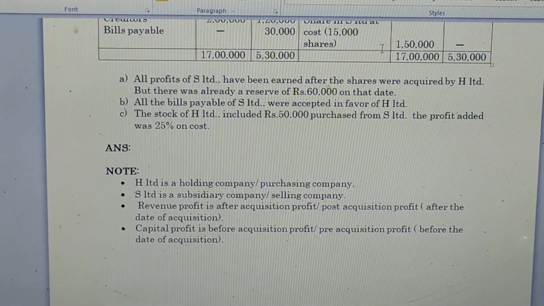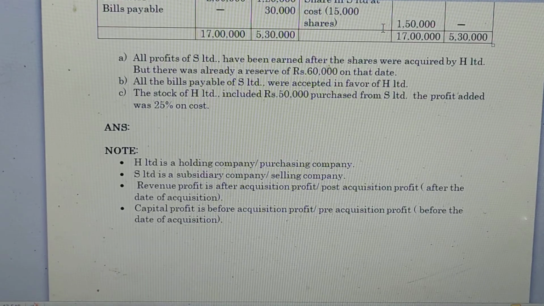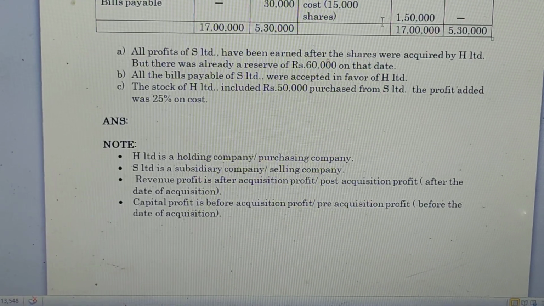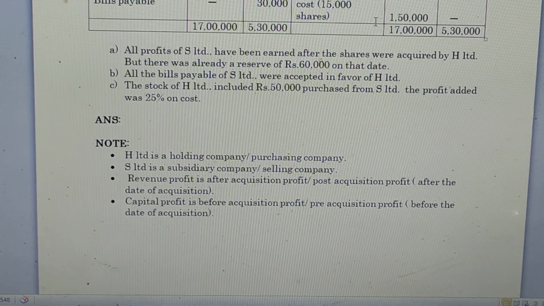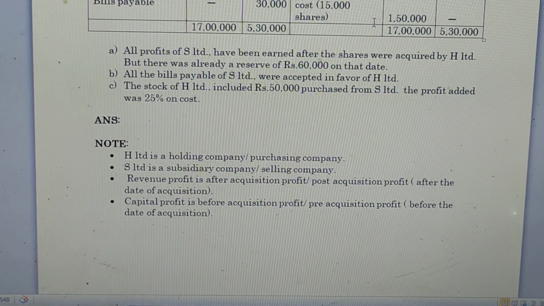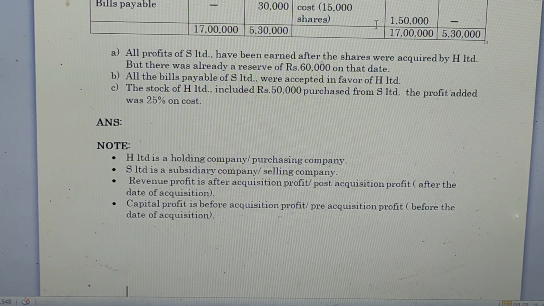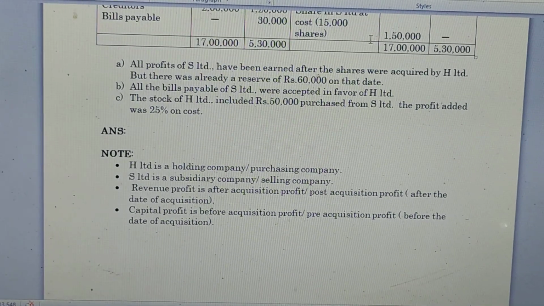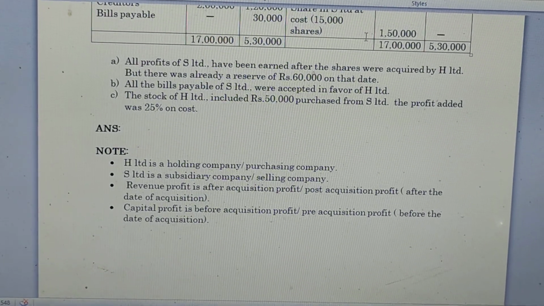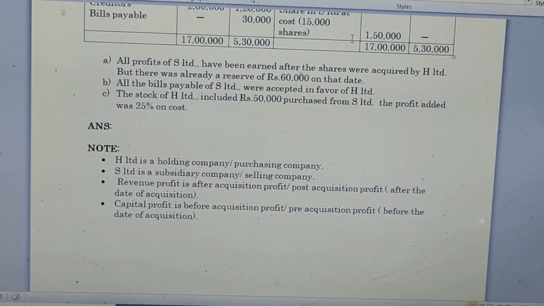And the notes: H Limited is a holding company or purchasing company. S Limited is a subsidiary company or selling company. Revenue profit is after acquisition profit or post acquisition profit, that is, after the date of acquisition. Capital profit is before acquisition profit or pre-acquisition profit, that is, before the date of acquisition.